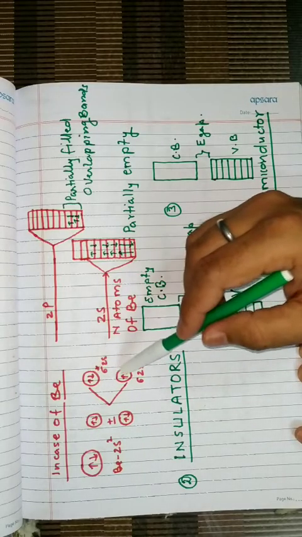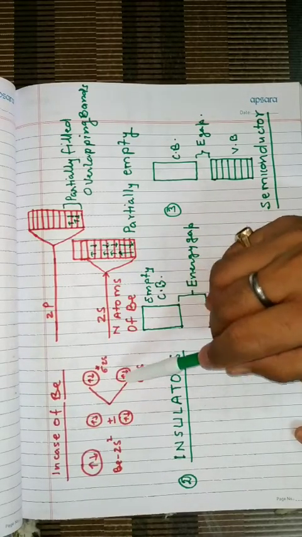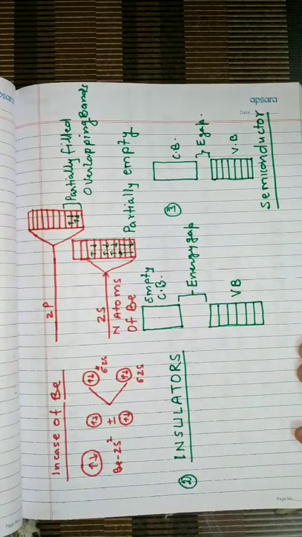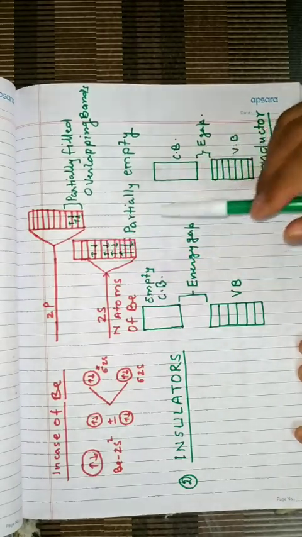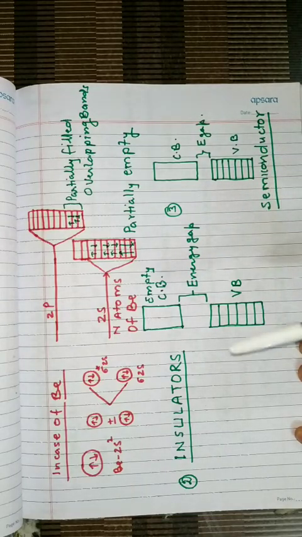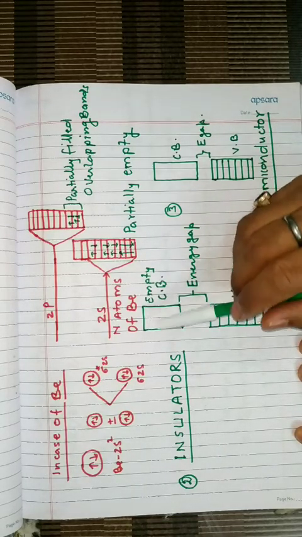Now no empty orbital is seen to be present here. So how can beryllium or magnesium or any alkaline earth metal conduct electricity, although they are very good conductors? This can be explained on the basis of overlapping energy bands. So how can the overlapping of energy bands be explained?